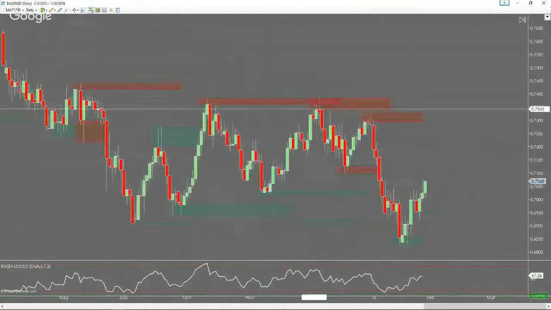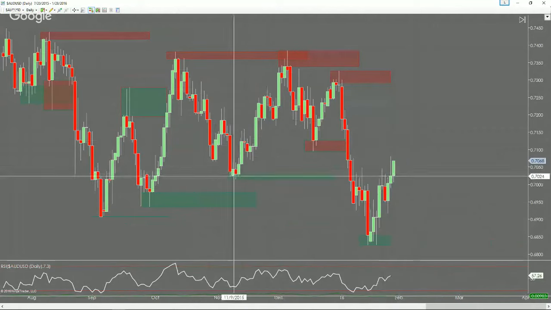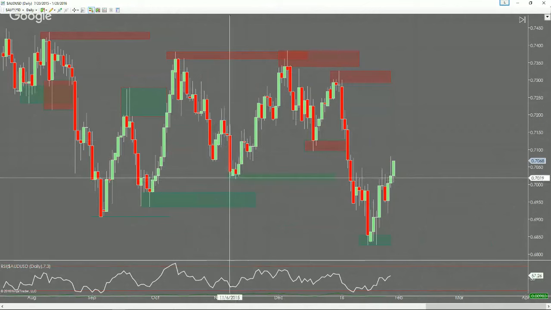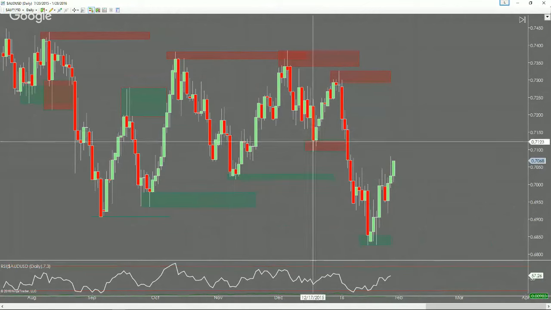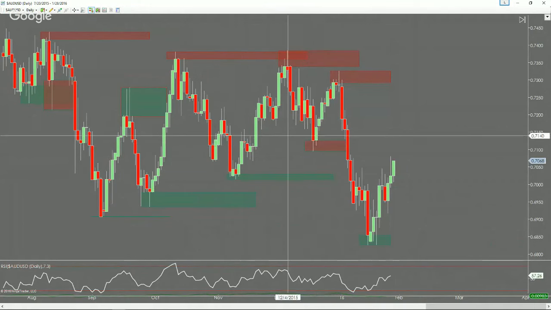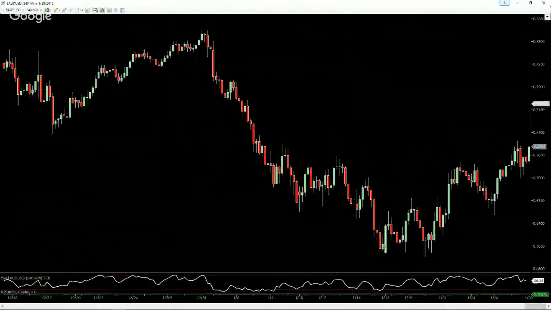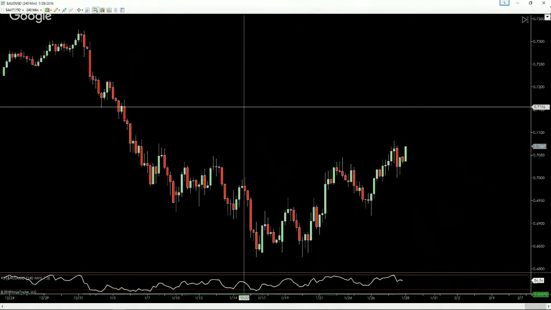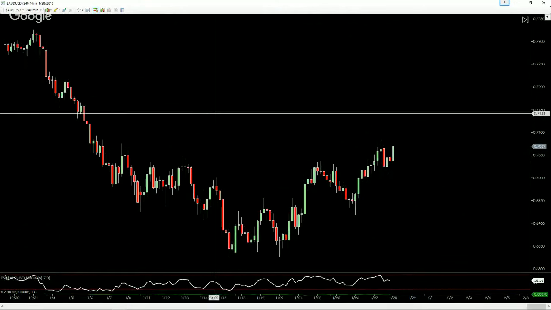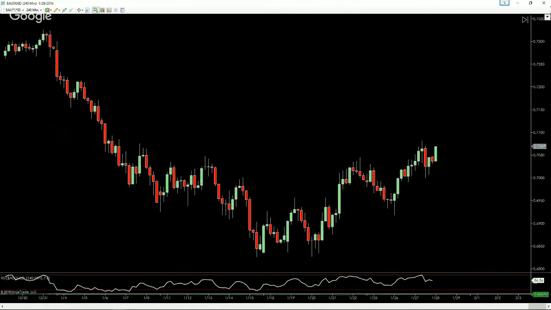Aussie dollar price just passed this level of structure right here, and it's looking like the next structure level where we can find some sort of resistance would be this level of structure right here. So let's go down to the 240.